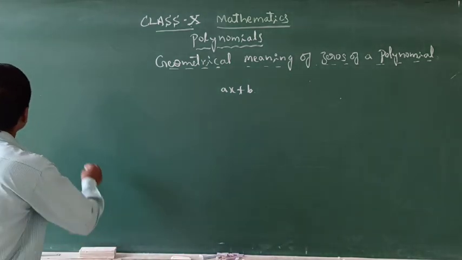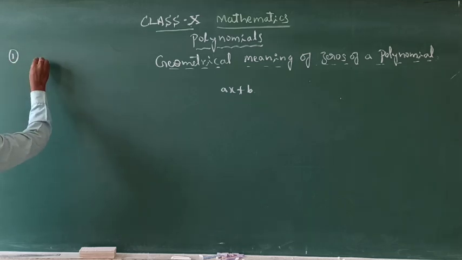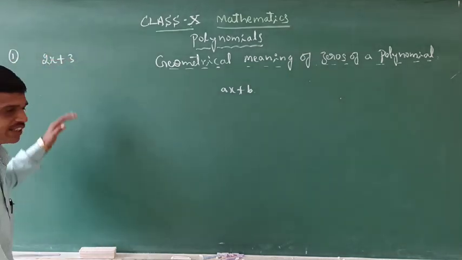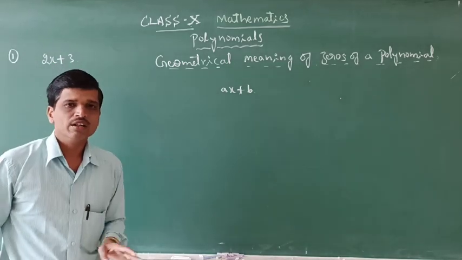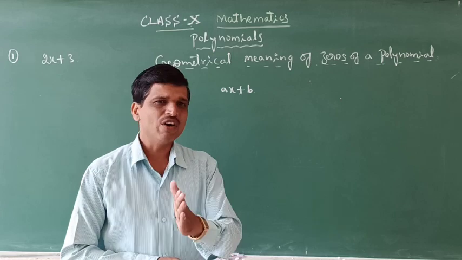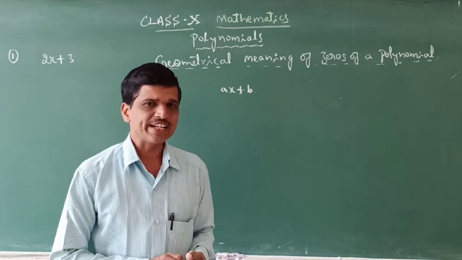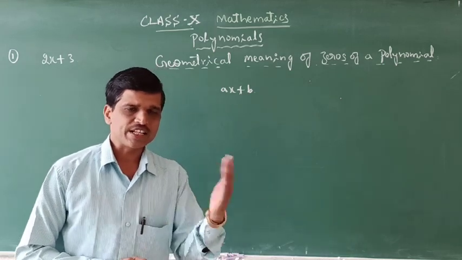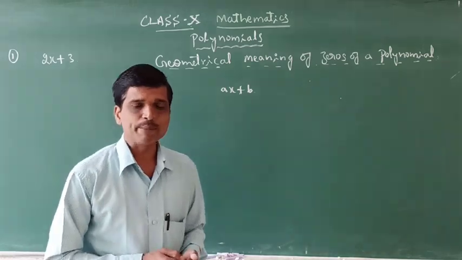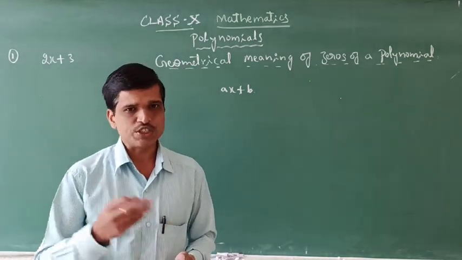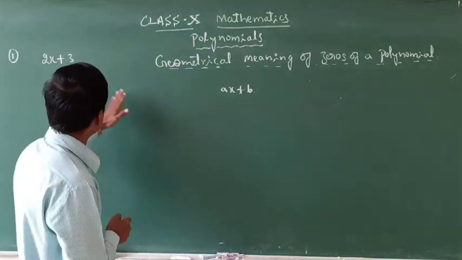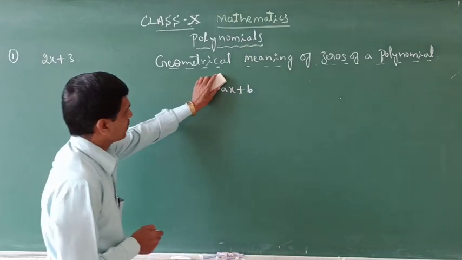Now let us consider one example: 2x plus 3. In the last class we studied this one. The value k is directly related to its coefficient as well as the constant, where k is any real number. Suppose k is a zero, then p of k is equal to 0. All this was studied in the last classes.